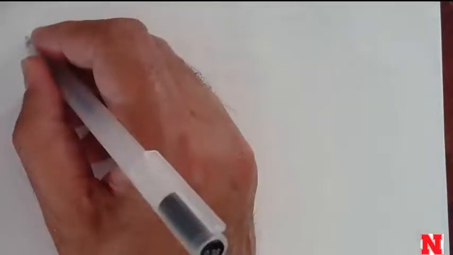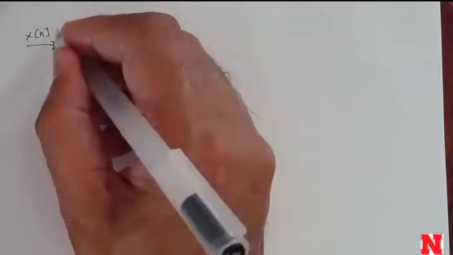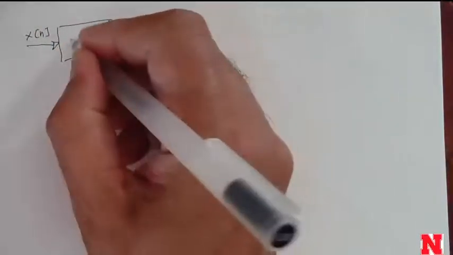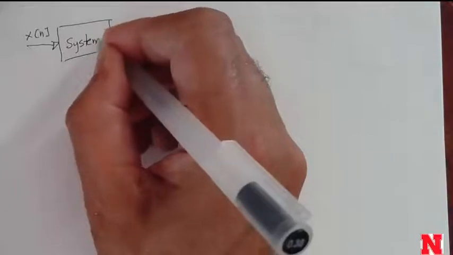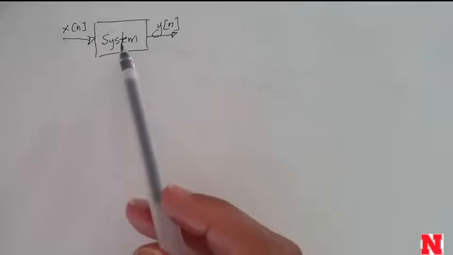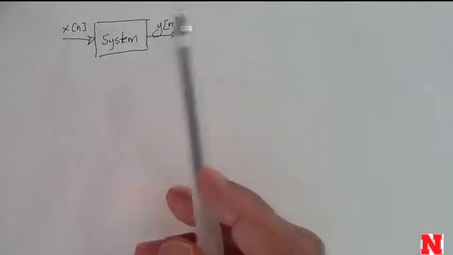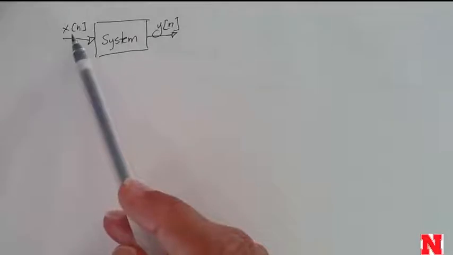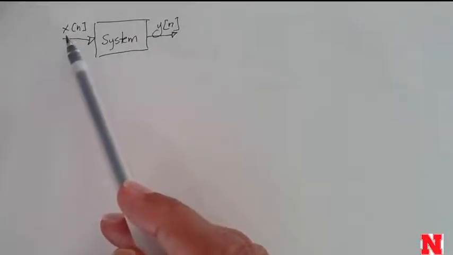If you remember, up till now we've been talking about systems. We have an input, say x of n, then we have a system, and then we have an output y of n. And we've talked about the input-output relationship. We've said y of n is equal to twice x of n, y of n is equal to e to the power x of n, or something like that. But we've kind of been restricted to very simple characterizations.